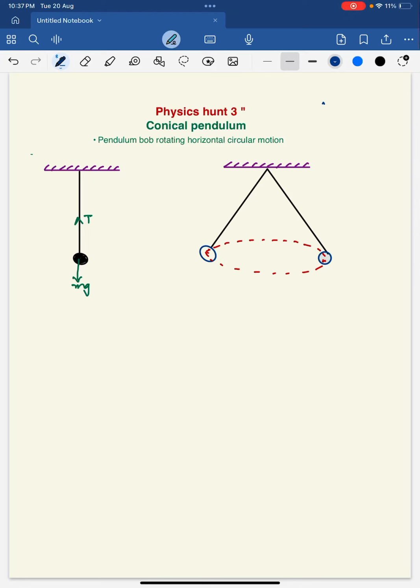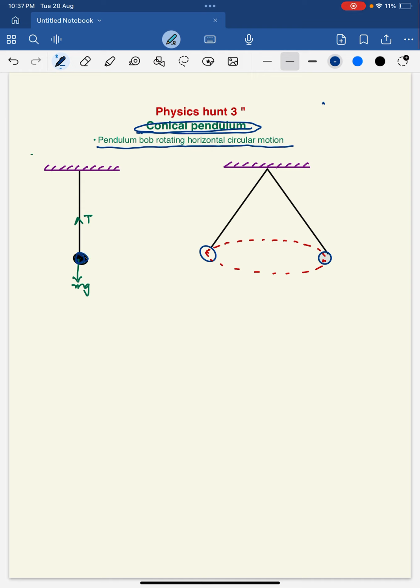In this video, I am going to discuss the conical pendulum. Here I mentioned already, a pendulum bob rotating in a horizontal circular motion, then the resultant pendulum is called a conical pendulum. Look at the first diagram here.